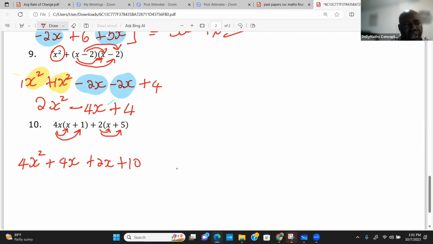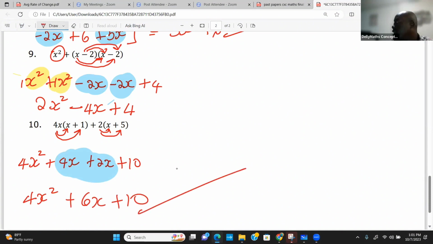After that, I'm going to look if there are any like terms, and I'm seeing I have like terms here. I could go one more time to make a final thing. So the 4x squared plus 6x plus 10 will be my final response.